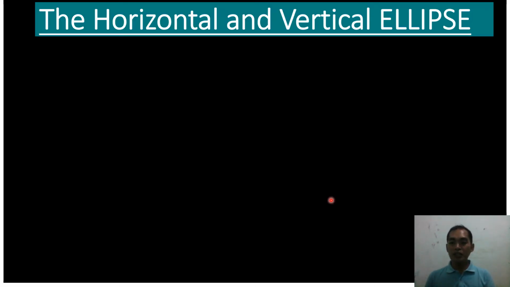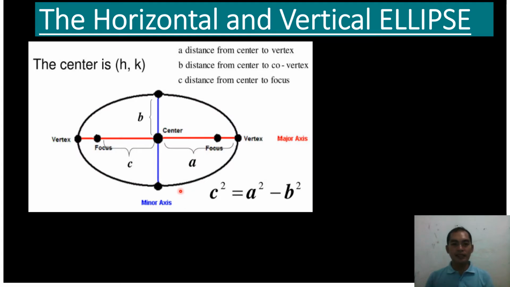So the illustration of the difference between the horizontal and vertical ellipses. This is the ellipse wherein the major axis is horizontal. Ito yung dalawang vertices. Ito yung focus number 1, focus number 2, the center. Ito yung tinatawag na co-vertices, the endpoints of the minor axis. The major axis, the endpoints are the vertices.